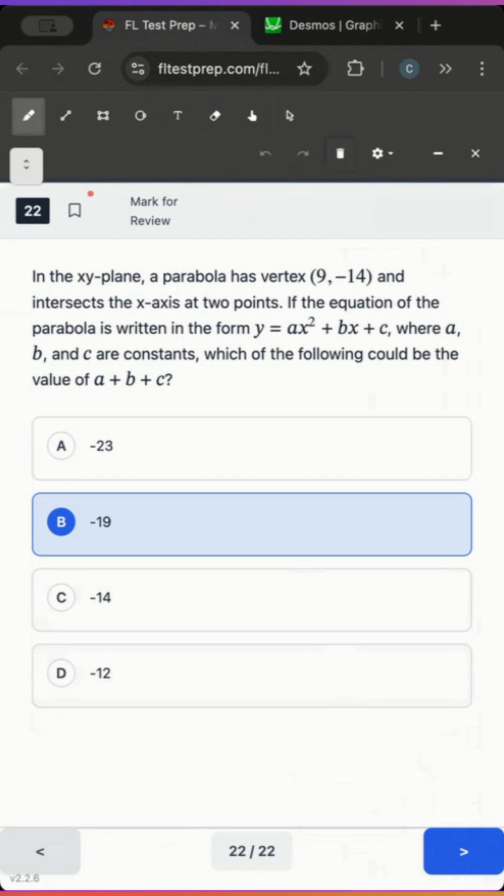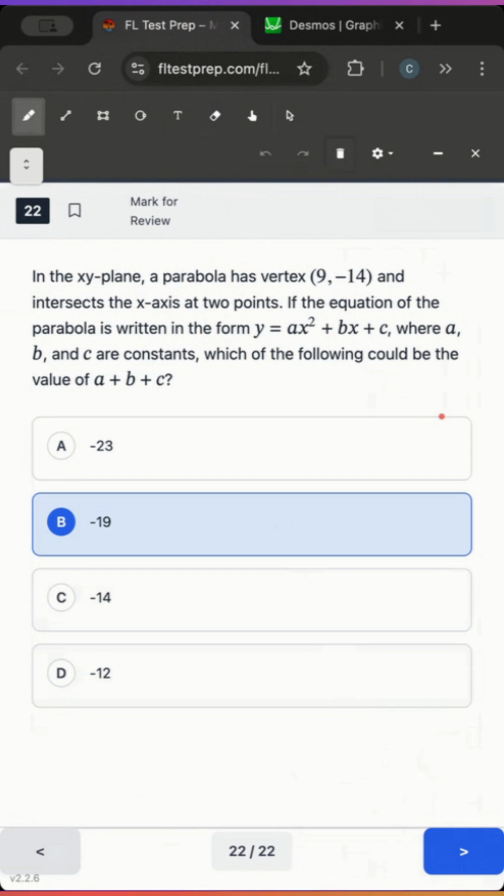All right, so let's take a look at this next problem, number 22. Can you solve the hardest problem on digital SAT? On the XY plane, a parabola has a vertex at 9, -14, and it intersects the x-axis at 2 points. If the equation of the parabola is written in the form y equals ax squared plus bx plus c, where a, b, and c are constants, which of the following could be a value of a plus b plus c?